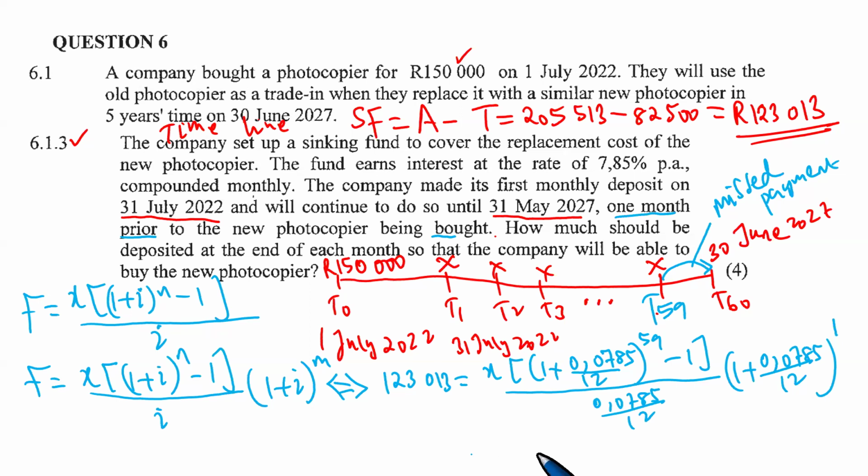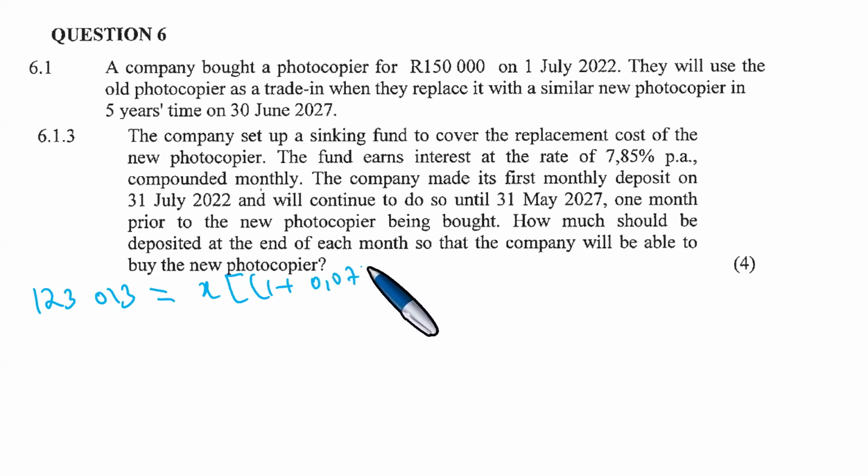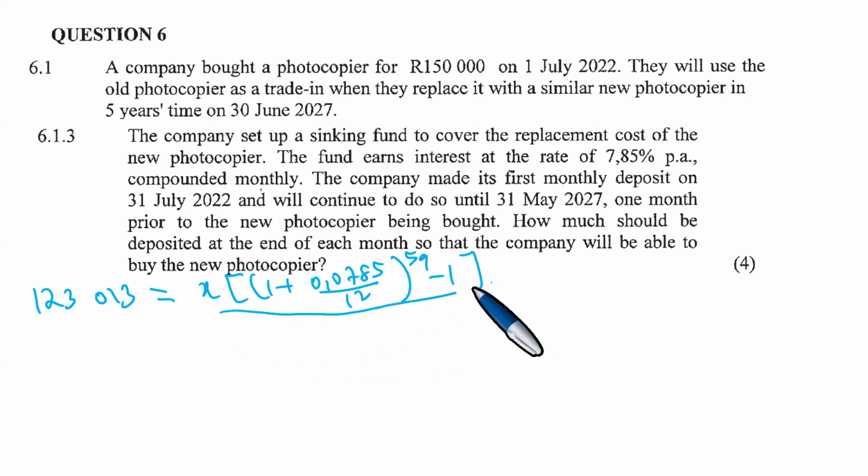Right, it remains for us to solve for X. So we have exactly 123,013 equals X times 1 plus 0,0785 divided by 12, to the power 59, minus 1, divided by 0,0785 divided by 12.